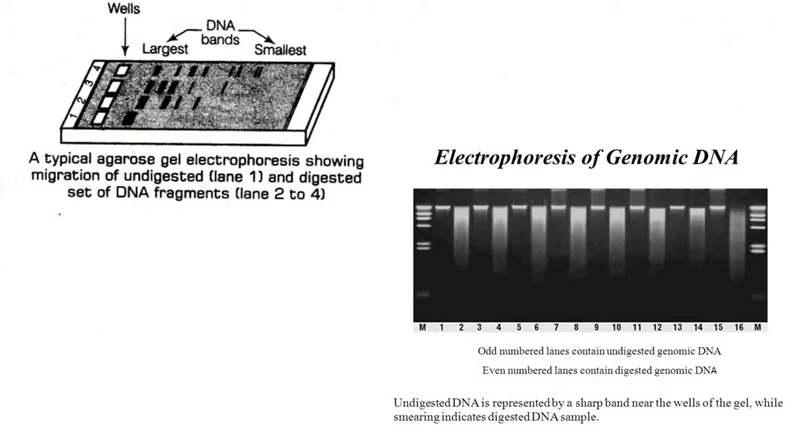Here it is. The typical agarose gel electrophoresis showing the migration of the undigested and digested sets of DNA fragments. This is the actual electrophoresis of the genomic DNA. These are the bands of the DNA. You can see these are the bands in different lanes. Undigested DNA is represented by a sharp band near the wells of the gel, while smearing indicates the digested DNA sample. You'll get to know a bit more in future.